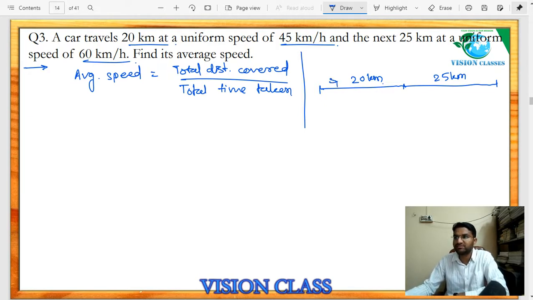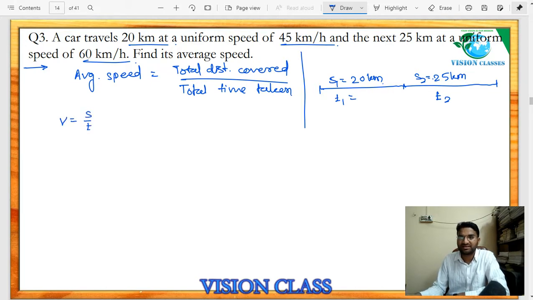We know S1 is equal to and S2 is equal to, but we don't know T1 is equal to and T2 is equal to. So for that we have to first calculate T1 and T2, and simply our formula of speed V is equal to S over T, which means, rearranging this, T is equal to S over V. So for T1, take S1 is equal to 20 over V is equal to 45.